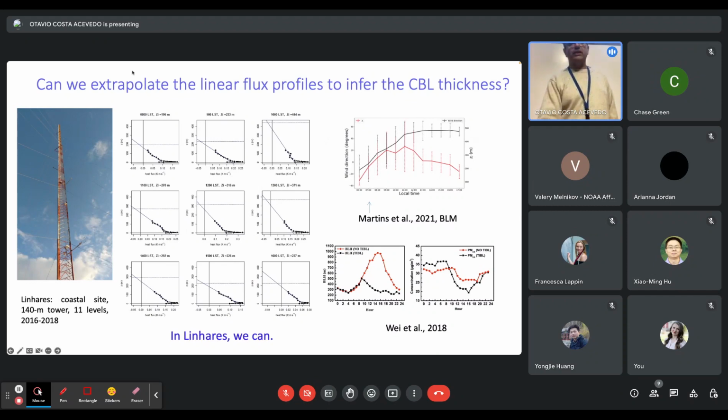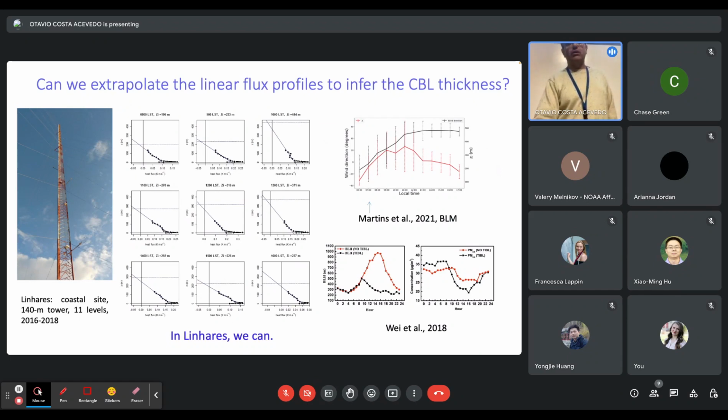One question that I am asking here: can we extrapolate the linear flux profiles from the towers to infer CBL thickness? We had this tower at the coast. It's a 140 meter tower with 11 levels of turbulence measurements, operated until 2018, where it works beautifully. If you extrapolate the flux observations, you can get a good estimate of the CBL. Can we do that here? I'm not going into more detail, I'm just going to ask.